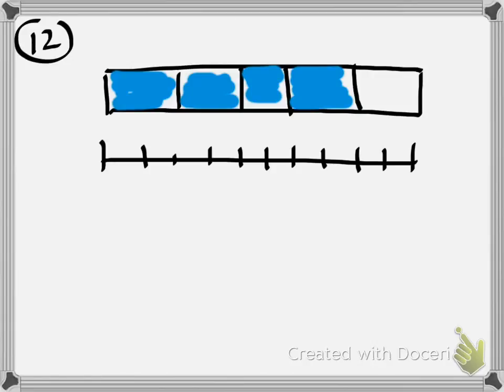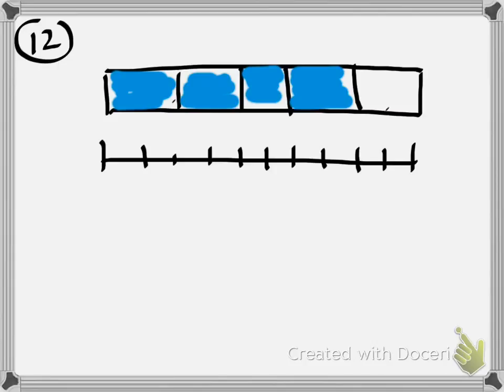For number 12, it says, draw a model to illustrate the result of division 4/5 divided by 1/10. So we're starting with 4/5. That's our first part here. So we have 4 out of 5 shaded in here. And then we're going to make another one.